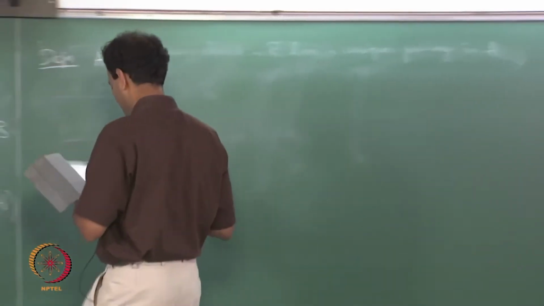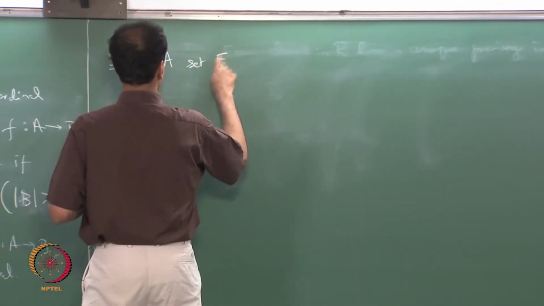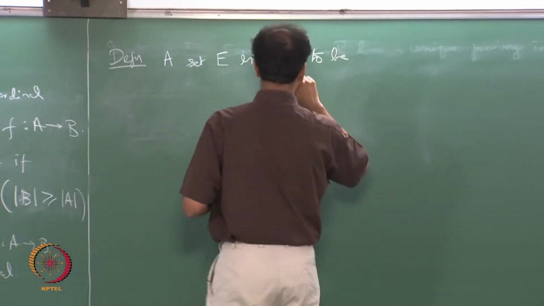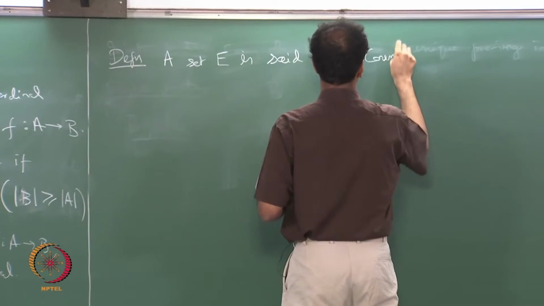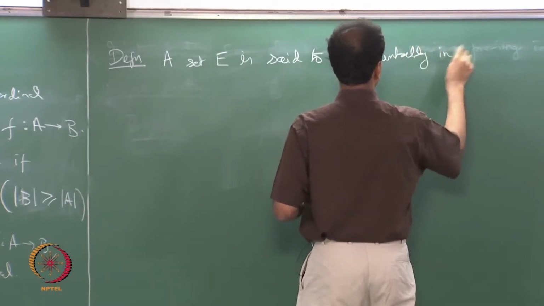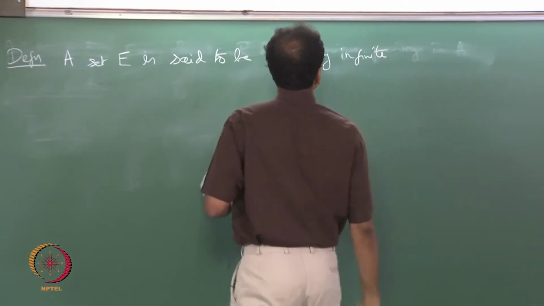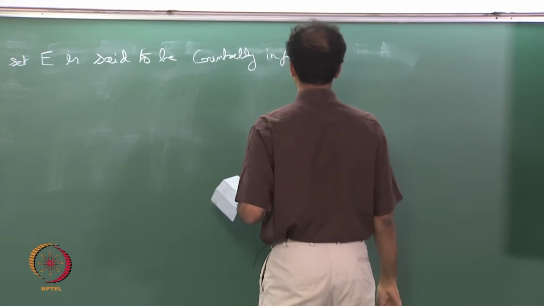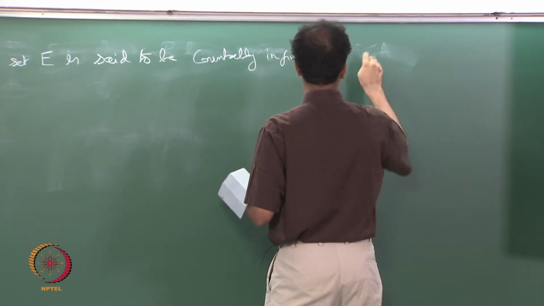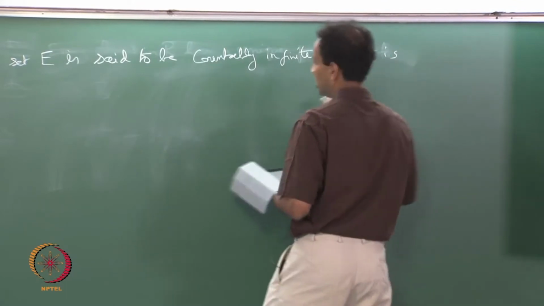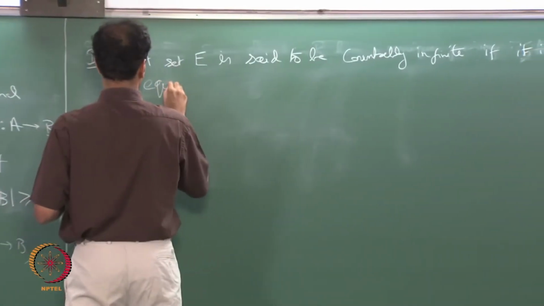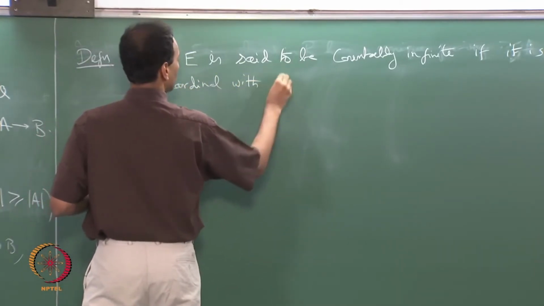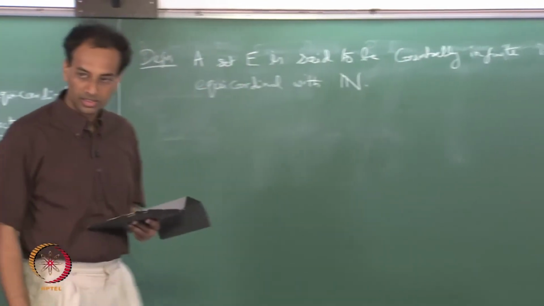So, definition of countability: a set E is said to be countably infinite if it is equicardinal with N, the set of natural numbers.